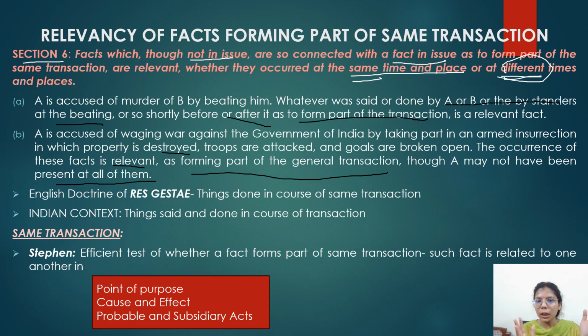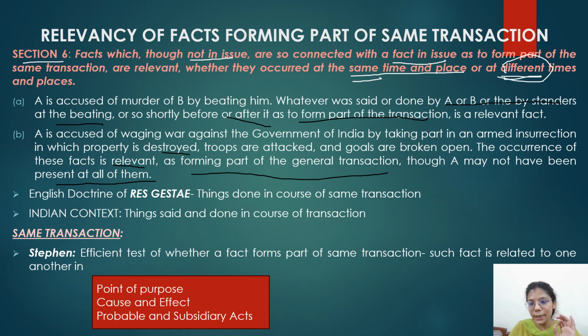A को पता भी नहीं होगा कि उसने पार्ट लिया और कहीं पे उसका इफेक्ट कुछ और हो रहा है. जैसे यहाँ पे हो सकता है कि ये जो ट्रांजैक्शन था उसमें ए का जो इन्वॉल्वमेंट था वो सिर्फ था कि मुझे प्रॉपर्टी डिस्ट्रॉय करनी है, because I am waging war against the government of India. There is a conspiracy that I'll take part. There is this armed insurrection.